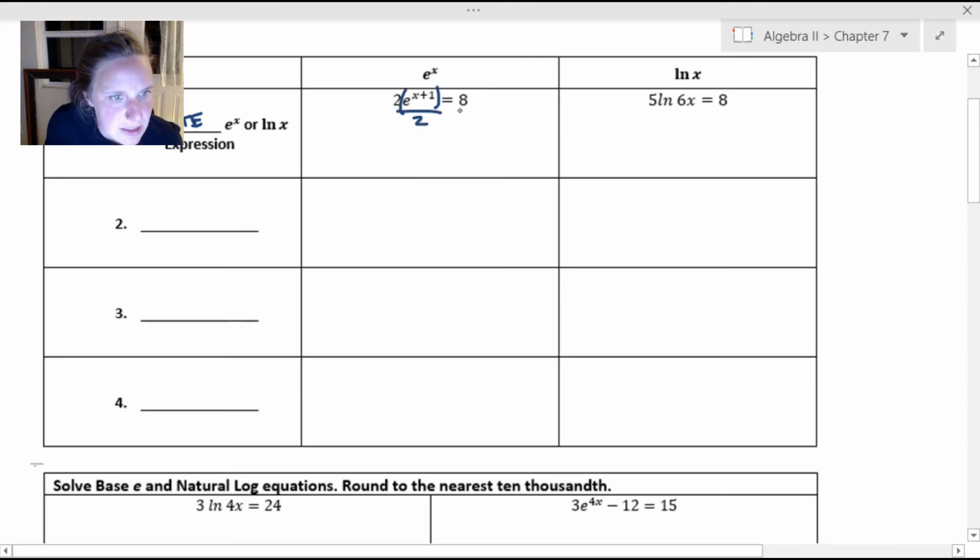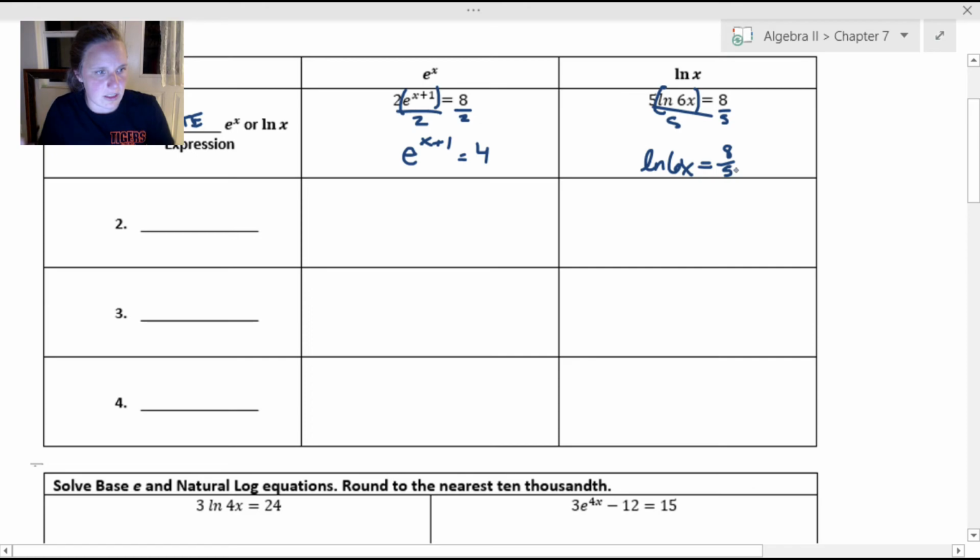So I'm going to divide by 2. So I get e to the power of x plus 1 is equal to 8 divided by 2 is 4. On this side, I've got that 5 in front. So I'm isolating the natural log of x. So I'm going to divide by 5. Oh, look at that. I already started off with a decimal. So the natural log of 6x is going to be equal to 8/5. And I'm just going to keep it as a fraction.